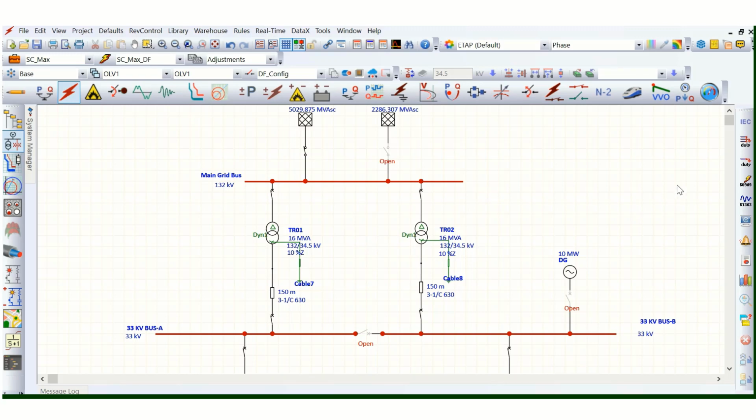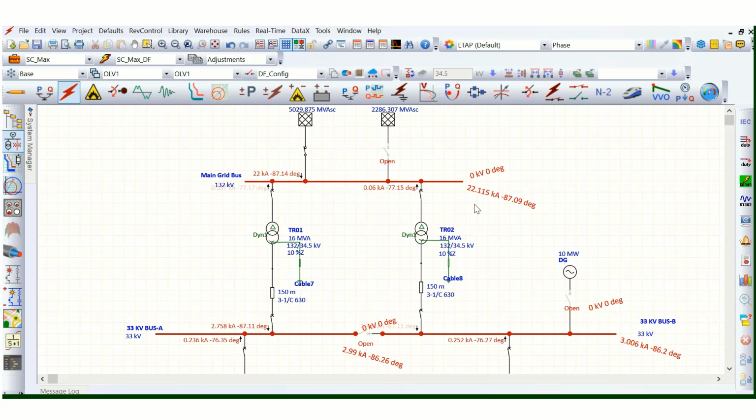So let's run this. This is for the three phase device duty, so we'll not run this one. We'll run this IEC 60909. This is for three phase fault, single line to ground fault, line to line, and line to ground fault as well. So let's run this one. Okay, it's fine. So this is coming.